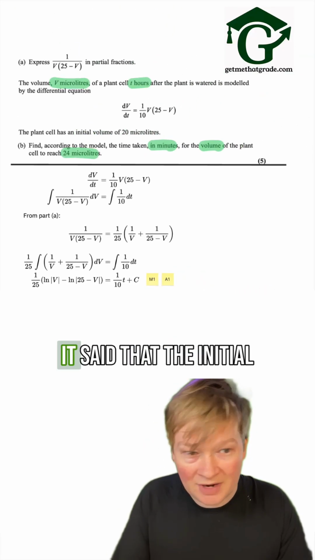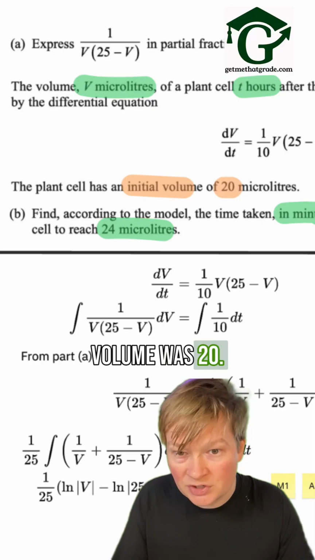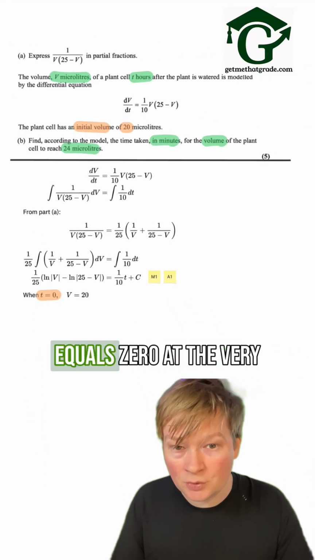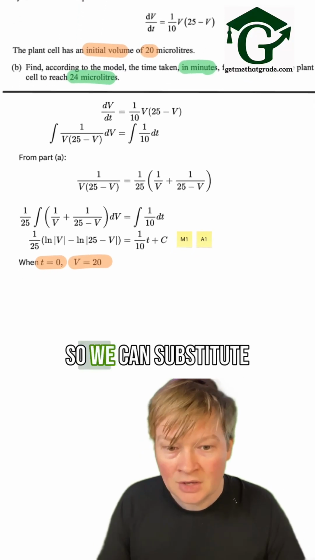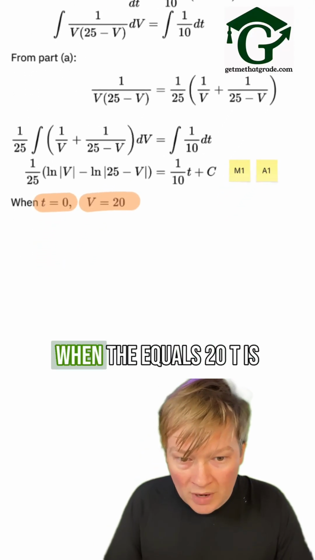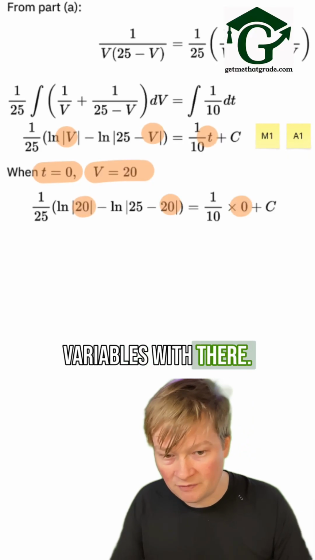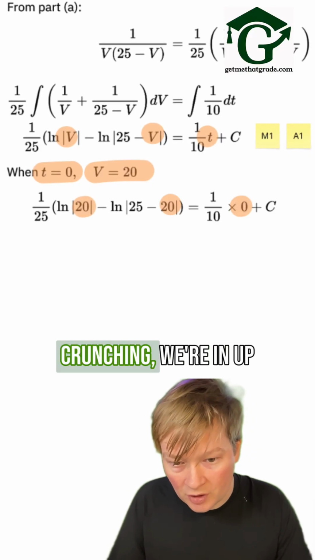Next, we can note that it said that the initial volume was 20. So when it says the initial volume, it's talking about the volume when time equals 0, at the very beginning, initially. So we can substitute those two values in. When v equals 20, t is going to be 0, so we replace the variables with their numbers, like so. If you do the number crunching, we end up with this.